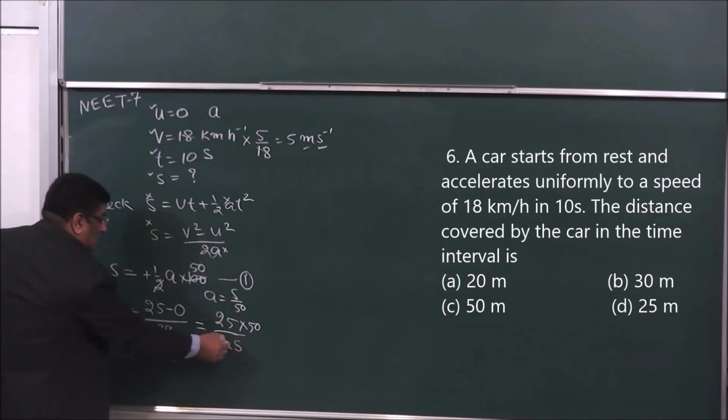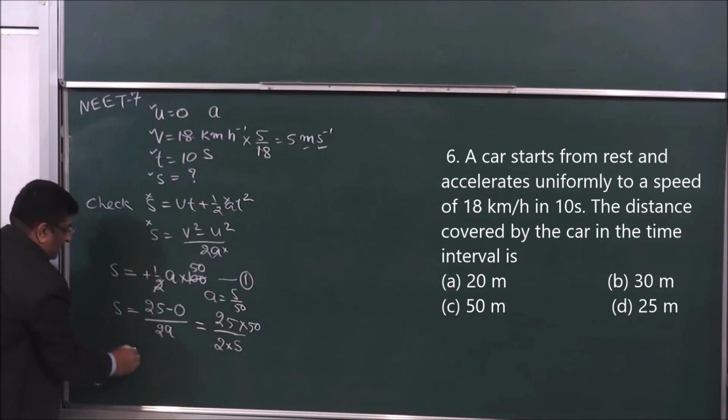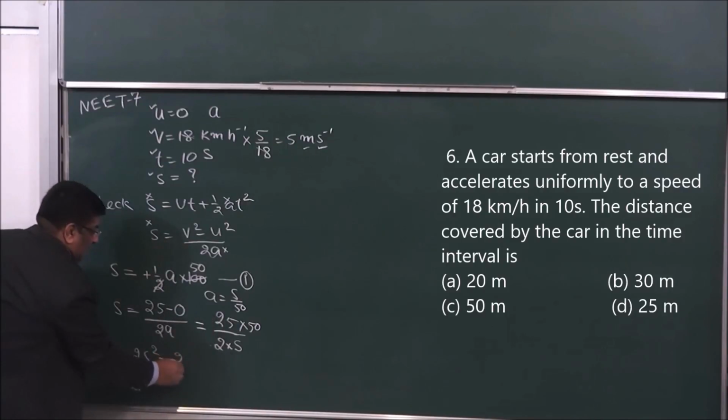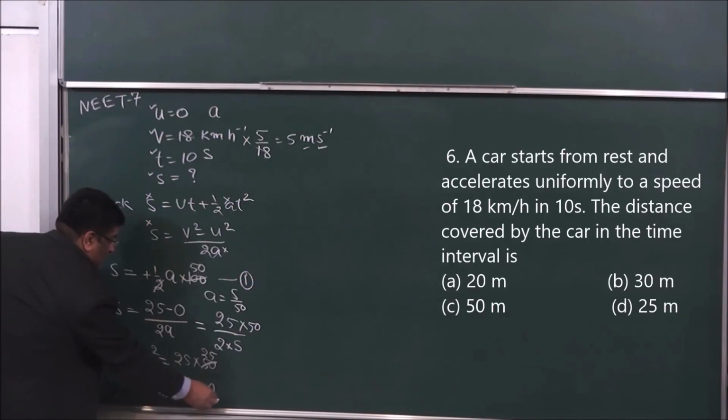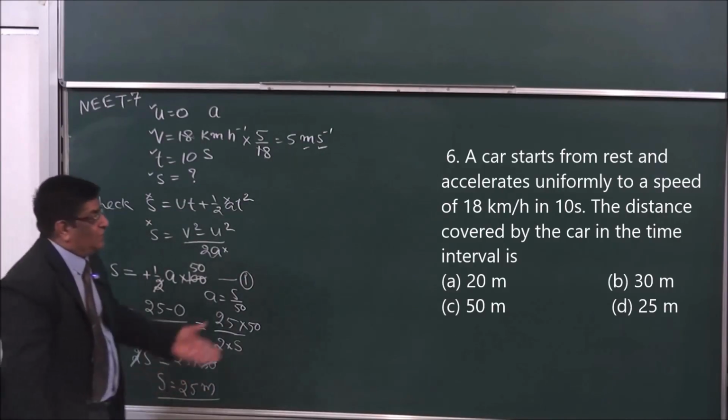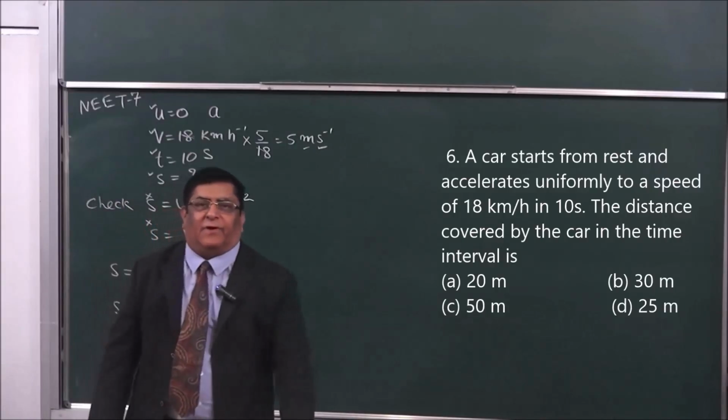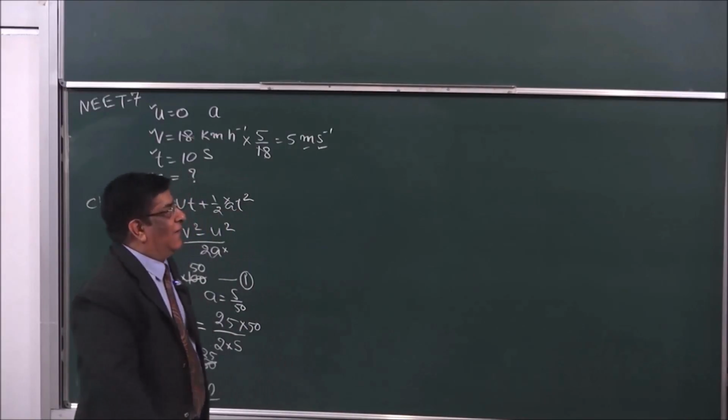This upon 50 will go here as 50. Now this 2S transfer over here. So this is 2S square is equal to 25 into 50. If S square is equal to 25 square, then S is equal to 25. So this is our right option. You are finding it here, 25 meter. So that is the correct value.